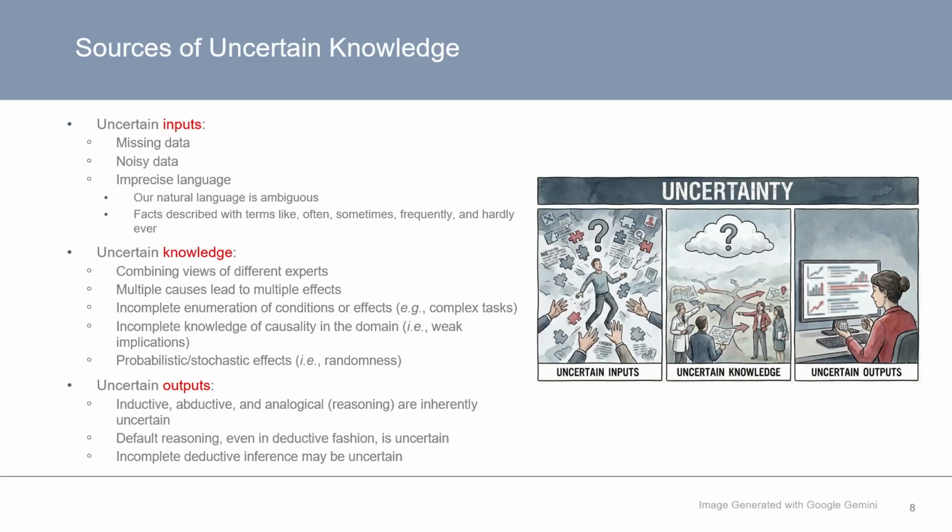Uncertainty in outputs can be the result of using inductive, abductive, or analogical reasoning methods, which are inherently uncertain. Furthermore, the use of default reasoning, even in a deductive fashion, can also lead to uncertainty. Further, having incomplete deductive inference can also lead to uncertainty.